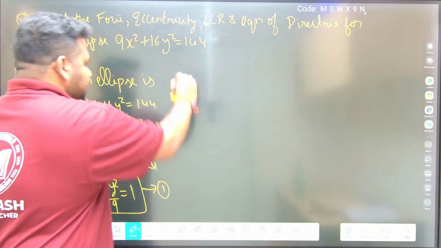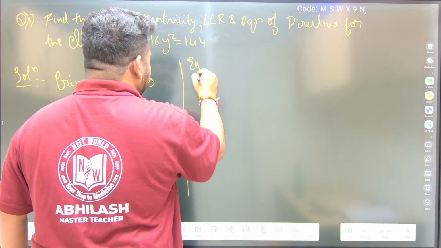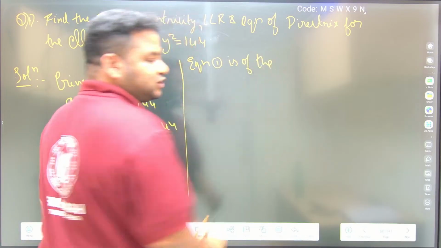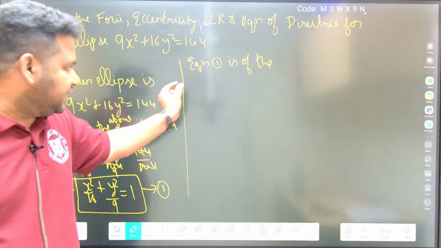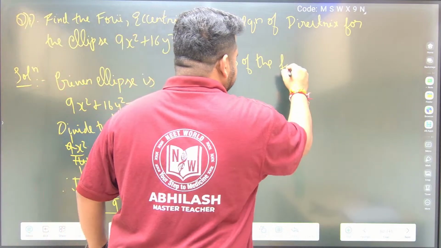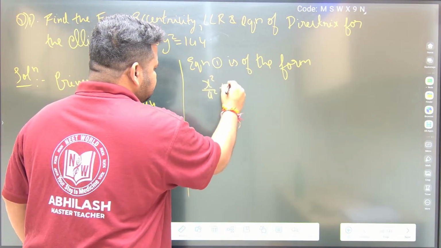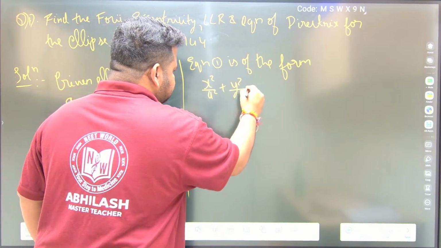So equation 1 is of the form of the standard equation of ellipse, that is, x square by a square plus y square by b square is equal to what?